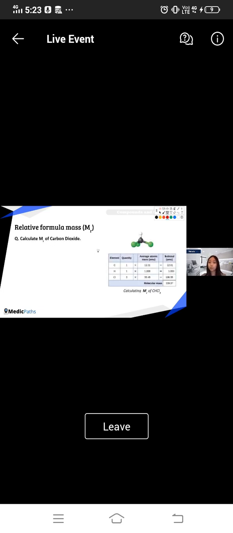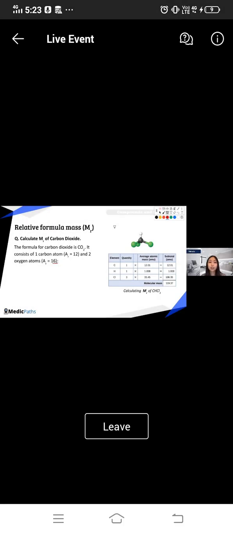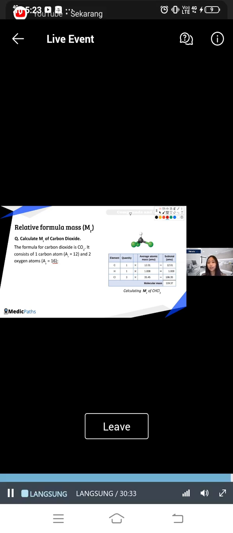For example, we've got carbon dioxide. How do we calculate the Mr? I'll give you 10 seconds to think about it. Basically, it's given here. You usually look at the periodic table for this, but of course I'm just going to give it to you. Carbon dioxide is written as CO2. One carbon atom has a relative atomic mass of 12, and one oxygen atom has a relative atomic mass of 16. So what is the relative formula mass? Remember, relative formula mass is the addition of all the relative atomic masses.